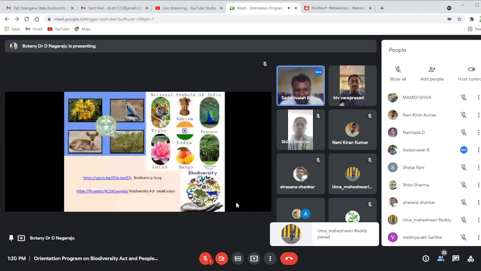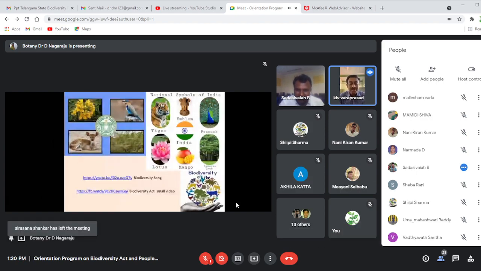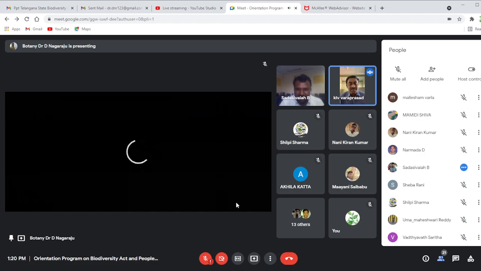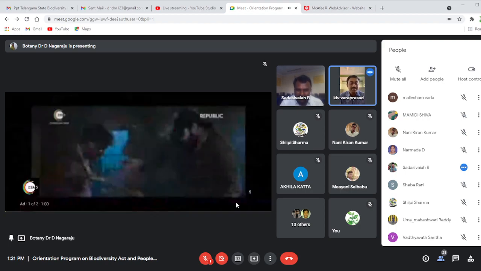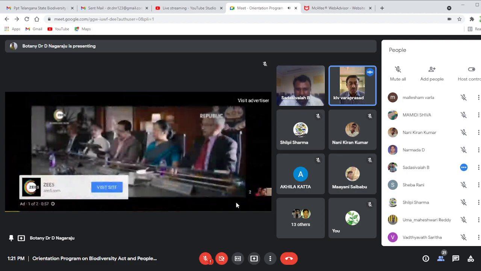I'd like to take this opportunity to thank Dr. Shilpi Sharma garu and also Dr. Sadashiva garu, sir. It's a very innovative program because we conduct only subject-wise workshops and seminars. This will give on-field experience to the students also, and we are looking forward to enrolling many of the students, almost all the students. We'll try to keep it mandatory for the students to participate in the People's Biodiversity Register. And we definitely will move forward to work with you, sir.